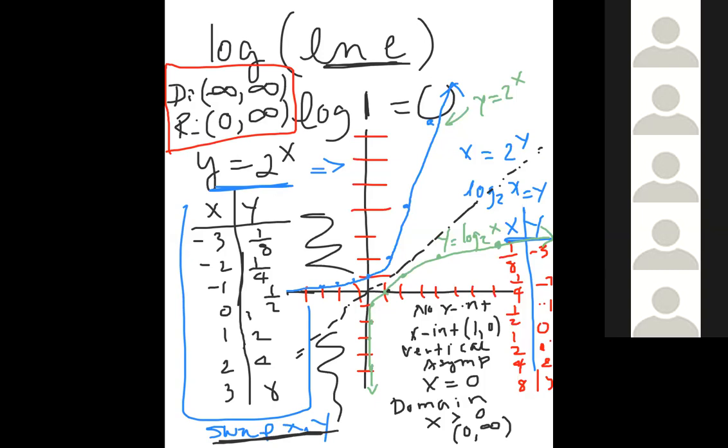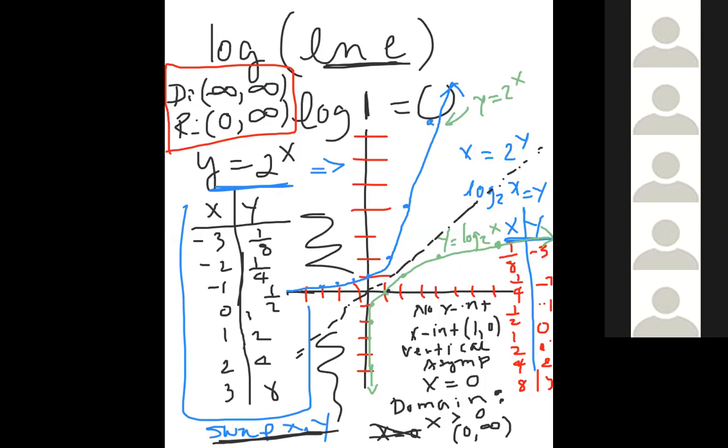The domain of the log function, which is the inverse of the exponential function, is all x greater than 0, as in you're only allowed to put in positive x values. Another way of saying that is you can only take the log base of a positive value. So you cannot take the log base of 0. That's impossible because 0 is not in the domain. And you definitely cannot take the log base of a negative because negatives are not in the domain.